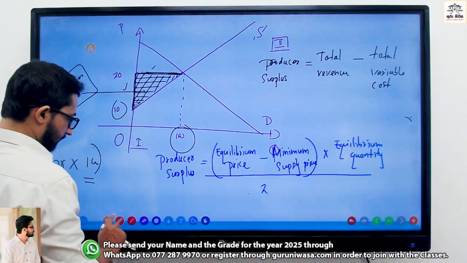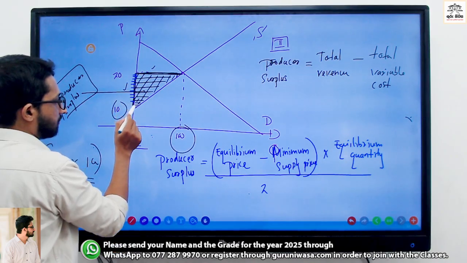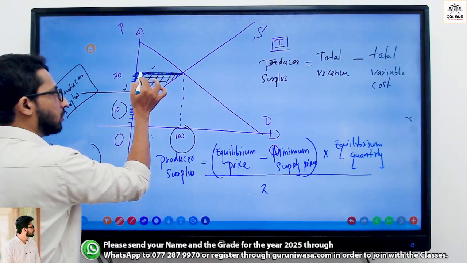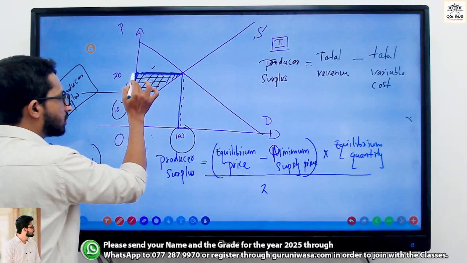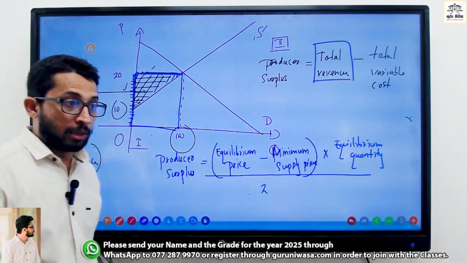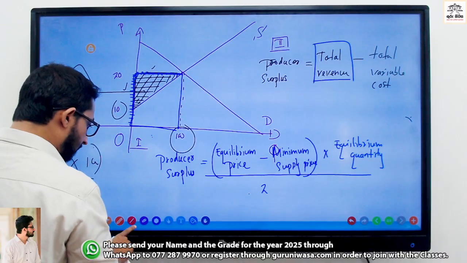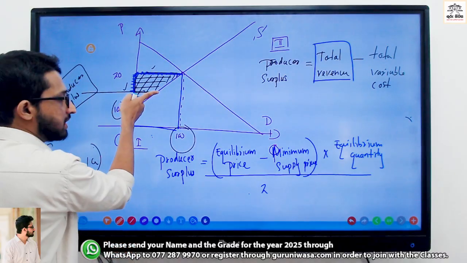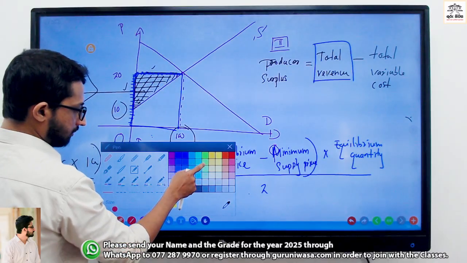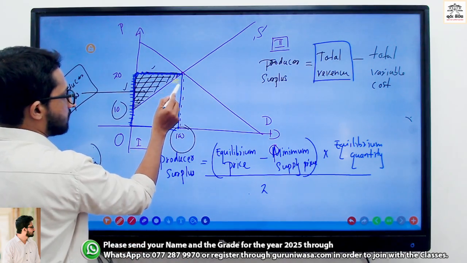Look at the board. This 20 is the height, into 100. So the area of this rectangle shows the total revenue, minus total variable cost. Total variable cost is shown by the area which is below the supply curve. This one. This is the variable cost of production.